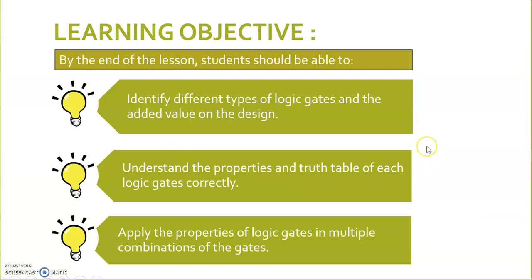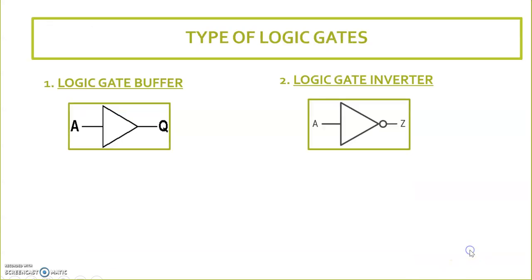Alright, so first, let's go through the learning objectives for this subtopic. Number 1 is to identify different types of logic gates and the added value of the design. Number 2 is to understand the properties and truth table of each logic gate correctly. And number 3 is to apply the properties of logic gates in multiple combinations of the gates.